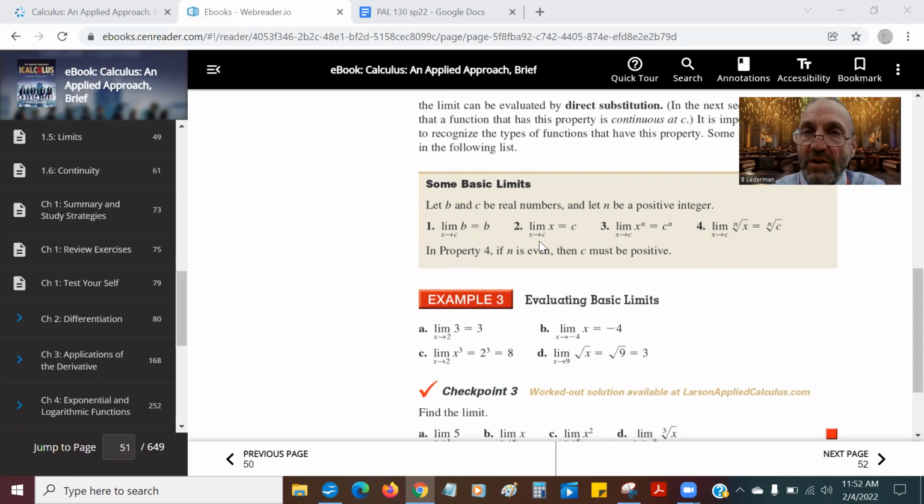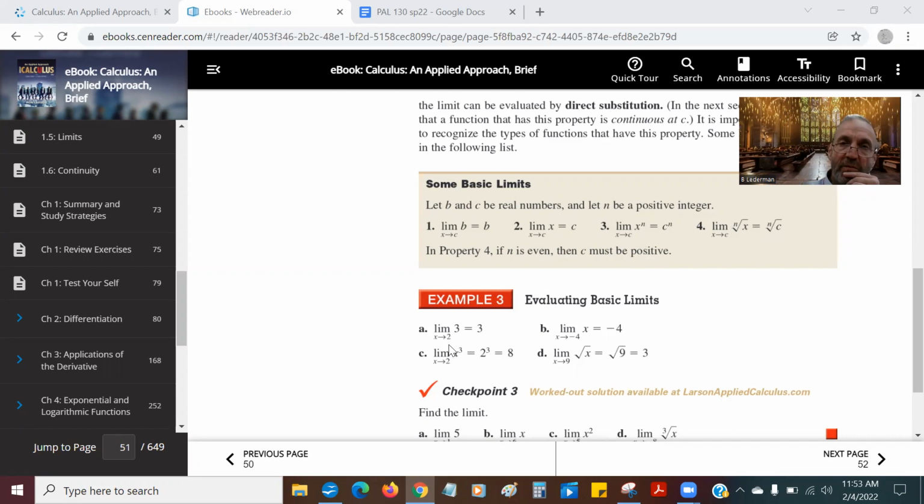Now, the limit as x approaches C of x is equal to C. So the limit as x approaches 3 of x, I just plug in x equals 3, and the answer is 3. The limit as x approaches C of x to the nth power is C to the nth power, because I just plug in C for x. C is some constant. And the limit as x approaches C of the nth root of x is just the nth root of C, because I'm just plugging in C. So let's look at some examples of that.